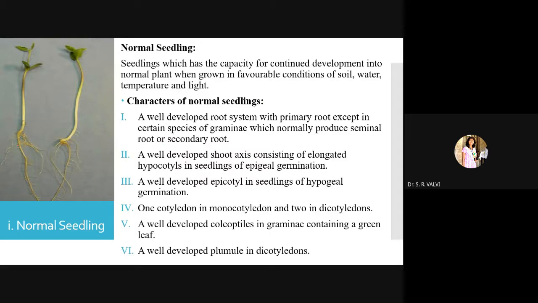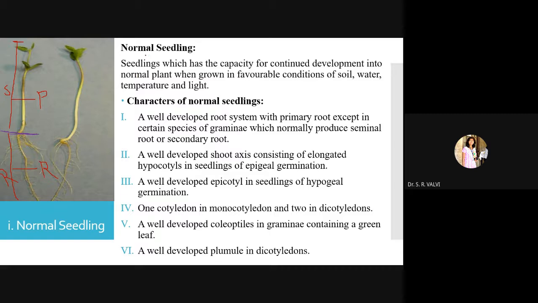Now here you can see the normal seedling. I will use another color. See here, this part, right? From here to here, this is the shoot portion, and from here to this, all this is the root portion, right? The shoot always comes from the plumule, right? And the root comes from the radicle. Just do remember this, right?